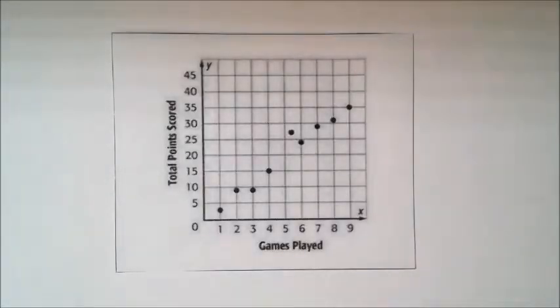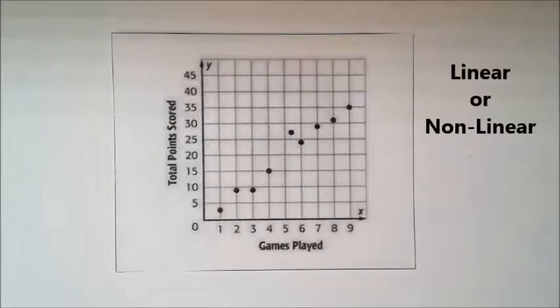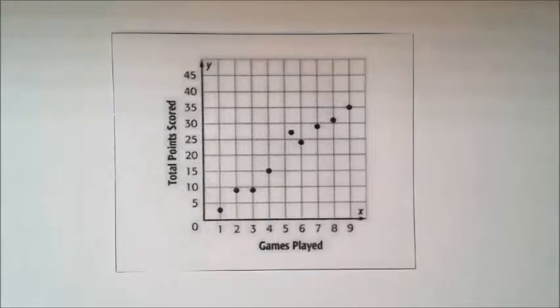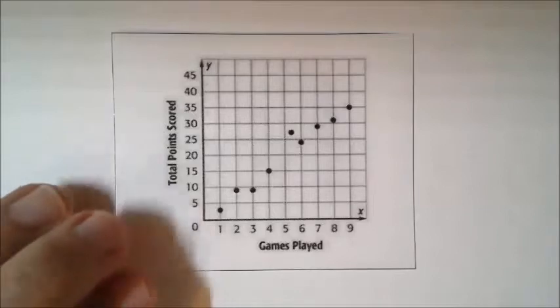Alright, at this center, you're going to be looking at several cards. Some are going to look like this, some may look more like a STAAR question. But what you're going to be doing is defining whether the scatter plot is linear or nonlinear, and then whether it's positive, negative, or no association. Notice that there are some dry erase markers out. You can use those to draw your line to help you determine what it is.